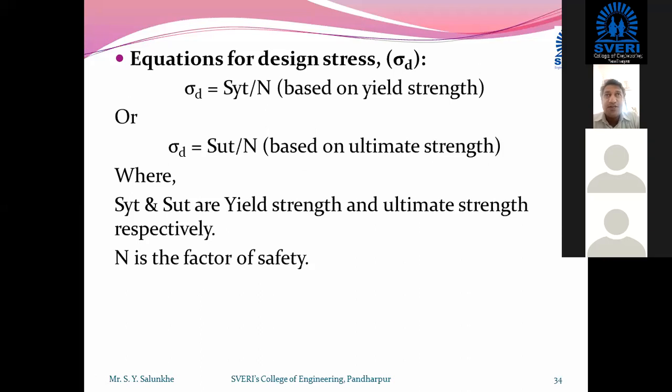Next, what we are going to see is the equations for design stress. This design stress is nothing but the stress which is considered at the time of design of that component. It may be different than the allowable stress or the stress generated when the component is in actual working condition. Normally we keep the design stress higher than the normal stress generated in actual working condition. We'll see this in the next lecture.